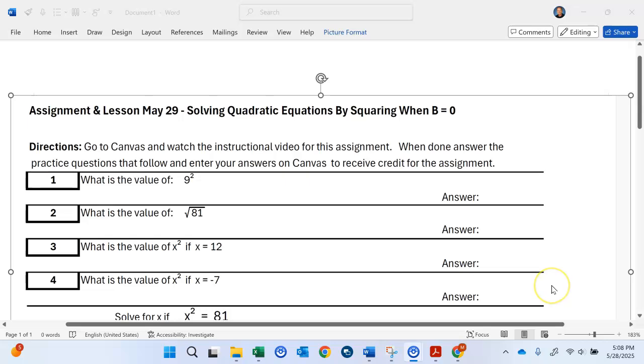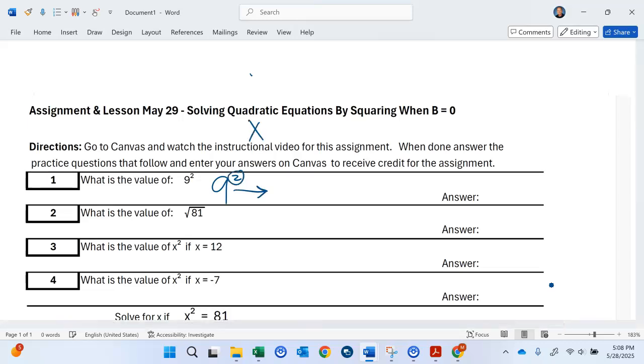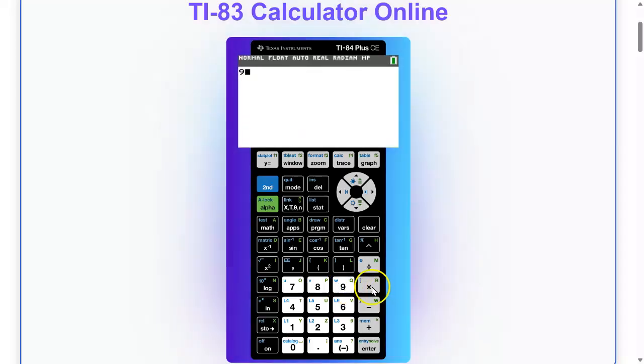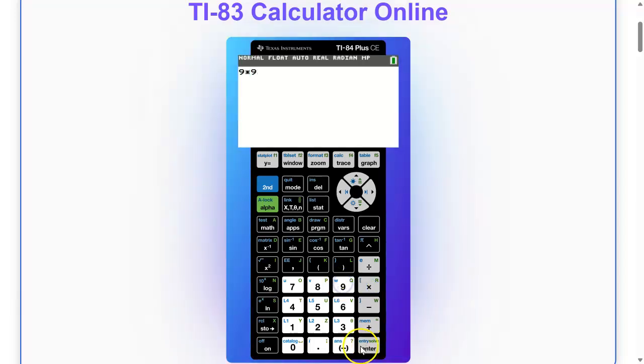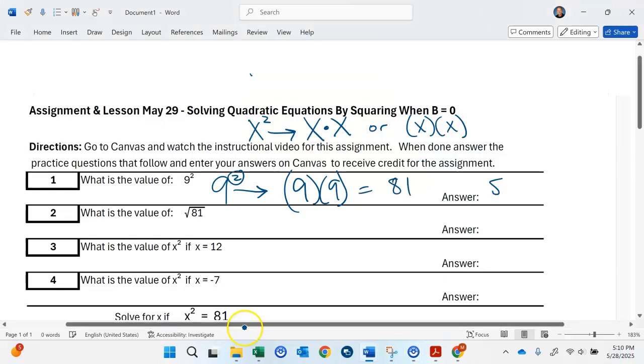The first question we get is: what is the value of 9 squared? What is that equal to? Well, remember, something squared, whether it's x squared, is the same as x times x, or x multiplied by x. So that means this is just going to be 9 multiplied by 9. And if you do that on your calculator, 9 times 9, enter, you should get 81. So equals 81. That's your first one.